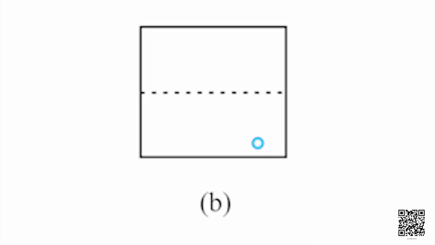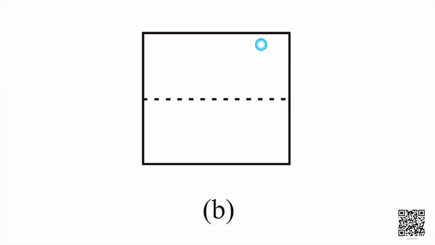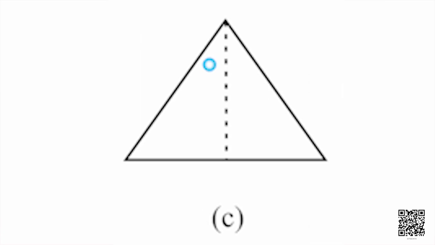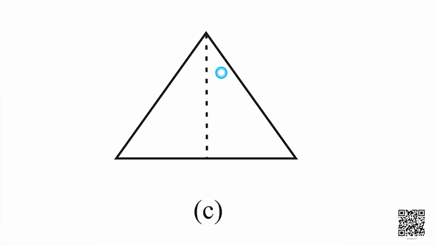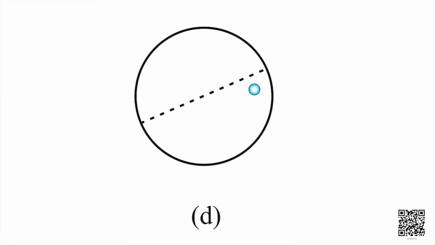Then again, for the second question, in a square, the line of symmetry is given and the hole is given. So its answer will be like this. Then again, in a triangle, its mirror image will be like this. Then the circle, its mirror image will be like this.